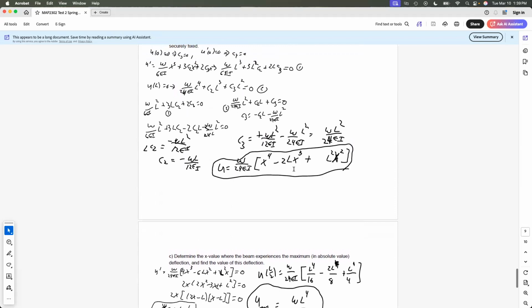Now, we've got this function. This function tells me how much my beam is bending at position X. We want to figure out where it is going to bend the most. So again, I've got two ledges L apart, and the beam is resting just on the corners of those edges. You know it's going to bend the most right in the middle. It's going to sag right in the middle.